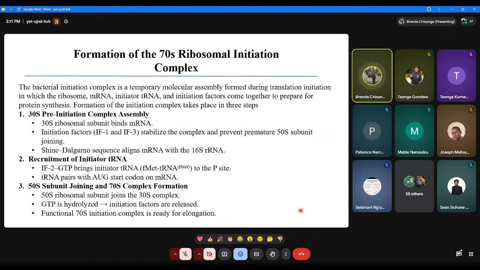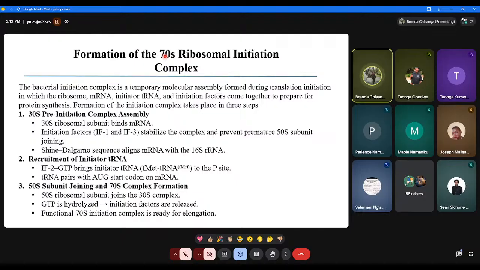So the first thing that we're going to do is to assemble the ribosome. We understand the whole ribosome must be a 70S. That means it has got a 30S ribosomal unit. It also has a 50S ribosomal unit. So to form the 70S ribosomal unit, the first thing that's going to happen is the formation of a 30S ribosomal pre-initiation complex. So, like I said, the 70S ribosomal unit is not assembled at once.